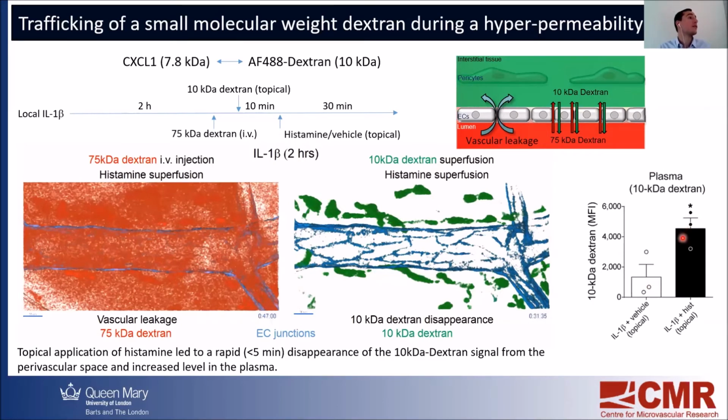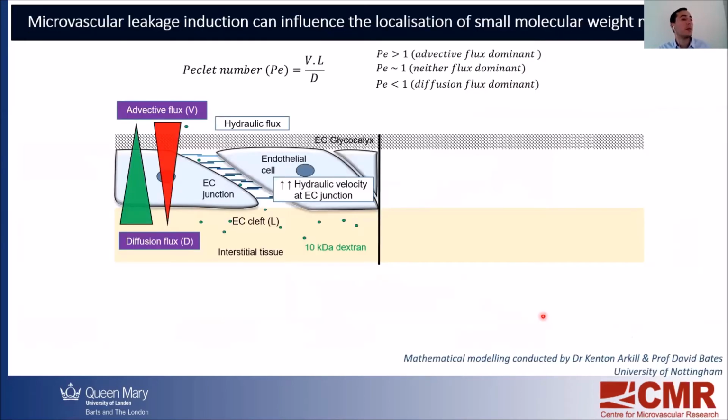To further confirm this hypothesis, we established a collaboration with Dr. Kenton Arkell and Professor David Bates in Nottingham to analyze if mathematically it was likely that a protein could cross the endothelial cell barrier from the interstitial tissue. This probability is defined by the Péclet number, or PE, calculated using the advective flux, that is basically the hydraulic flux and hydraulic velocity coming from the blood inside the interstitial tissue, the length of the endothelial cell cleft, and the diffusion flux specific for each molecule.